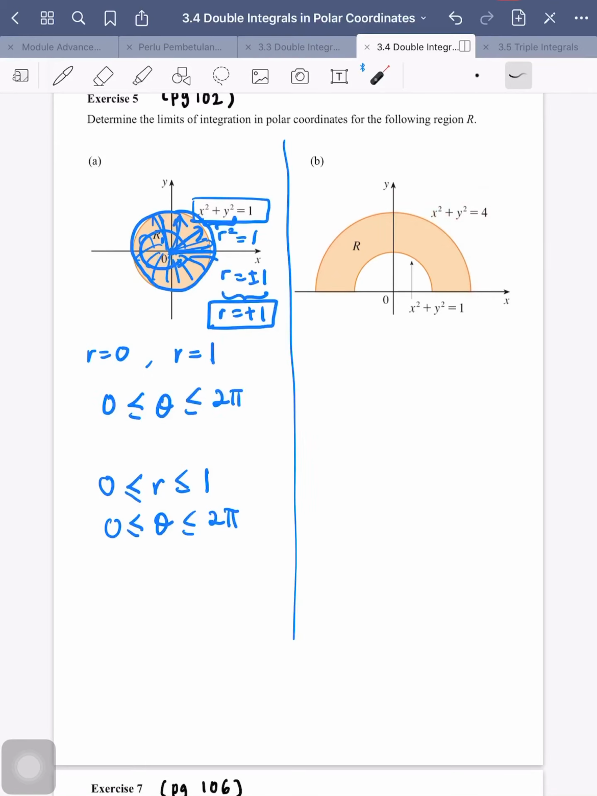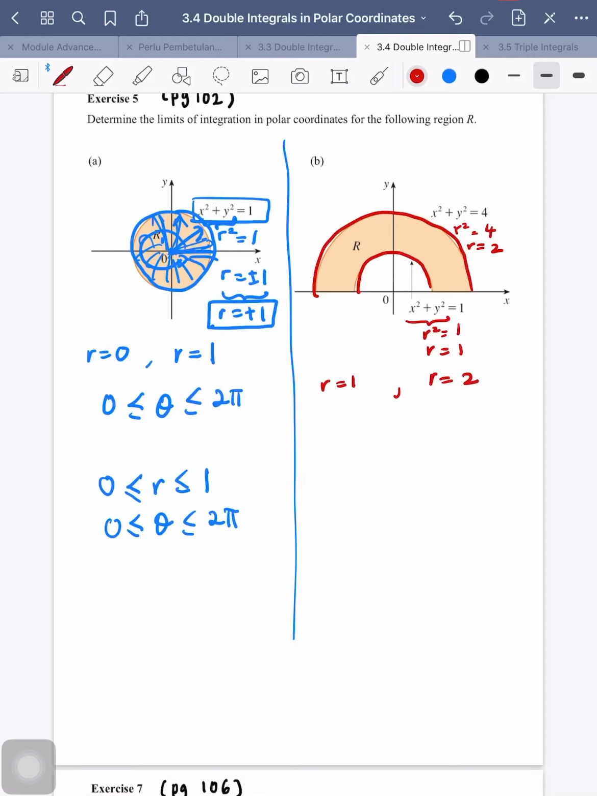So the inside is r squared equal to 1, r equal to 1. And the outside is r squared equal to 4, r equal to 2. So inside you found this line, r equal to 1, and outside you found r equal to 2. And the angle starts from here, 0, until here. Everywhere from 0, so theta is from 0 until theta equal to pi.